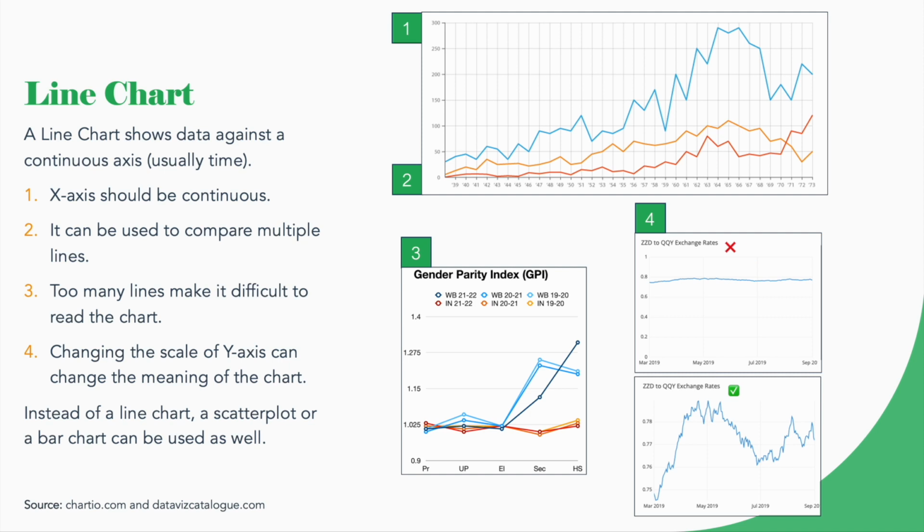Similar to how we saw with pie charts, if you make a 3D pie chart, it can change the interpretation of the pie chart altogether. So, to sum up, instead of a line chart, a scatter plot, as I mentioned here, or a bar chart even can also be used sometimes.